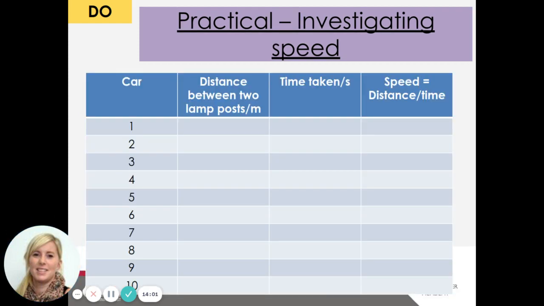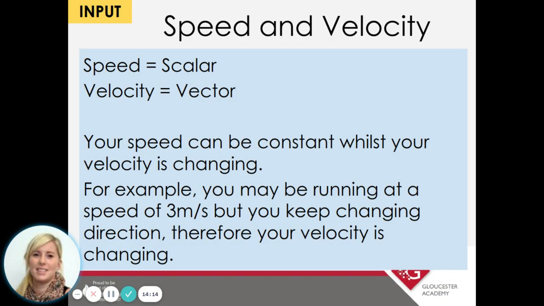So here's the type of table that we would use. You've got your car, and we'd look at 10 cars, distance between 2 lampposts in meters, time taken in seconds, and then your final answer is speed. To work that out, you do the distance divided by the time.